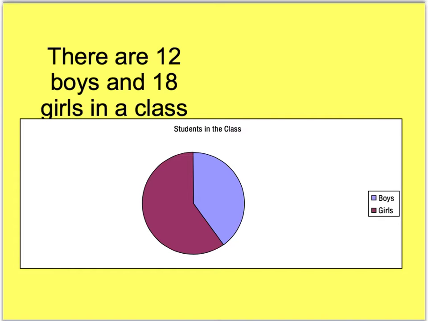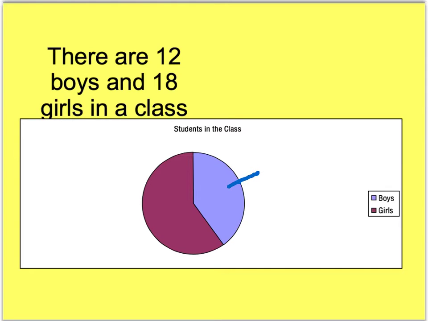As we see here, we have another example, and it says there are 12 boys and 18 girls in a class. Is there a title for this circle graph? Yeah, it says students in the class. Now, it does have this over here where it shows that the blue is representing the boys, and the maroon color here is representing the girls. And so we do have two sectors because we have two different things for our pie graph here, our circle graph, but what we're missing are those sector labels.